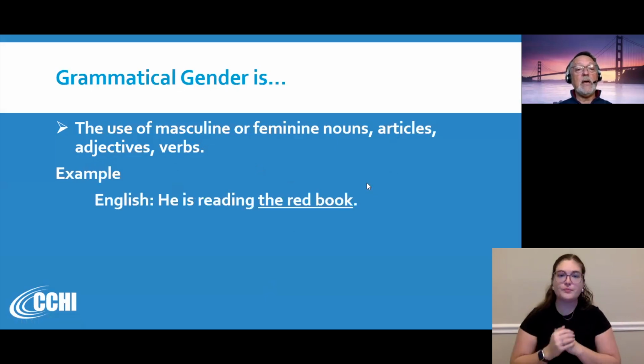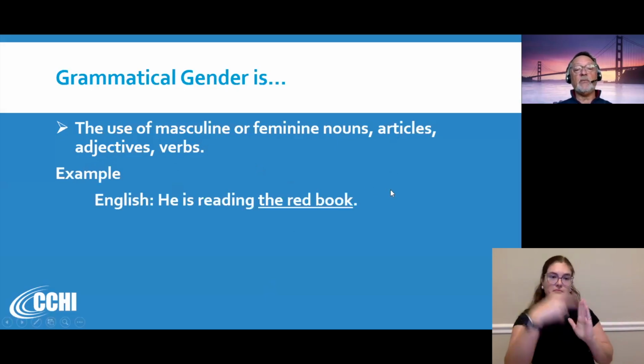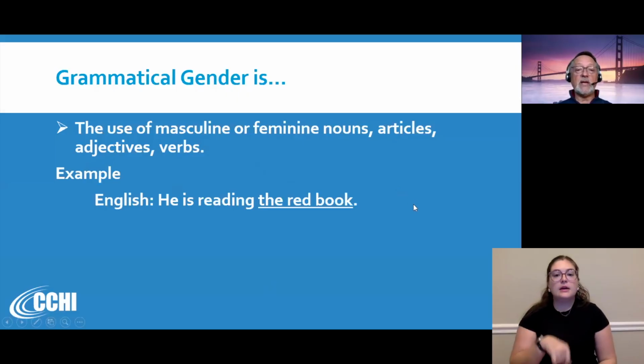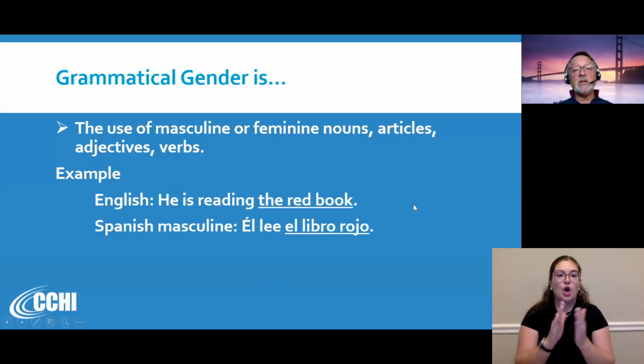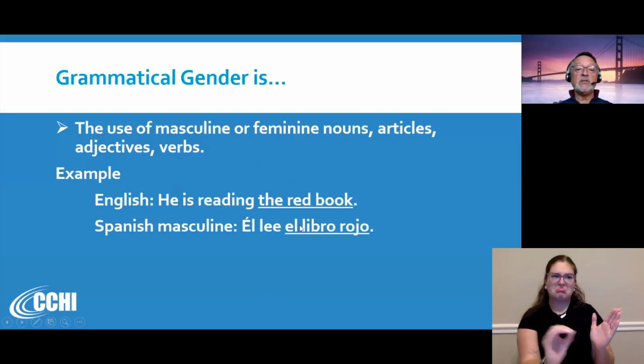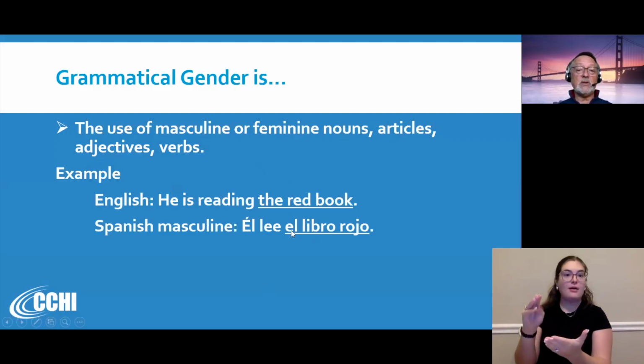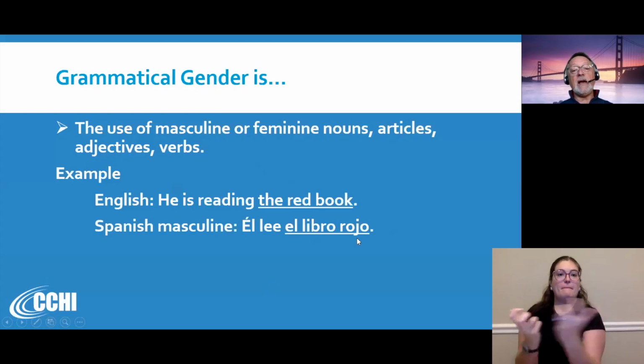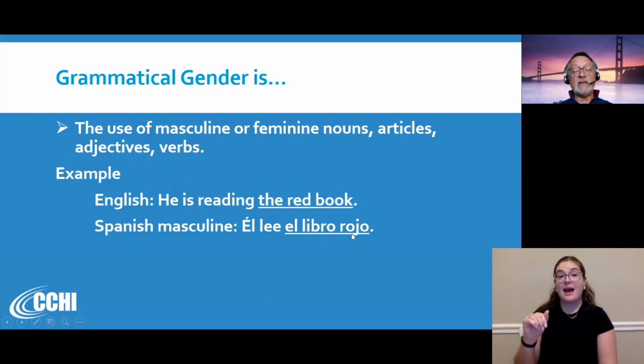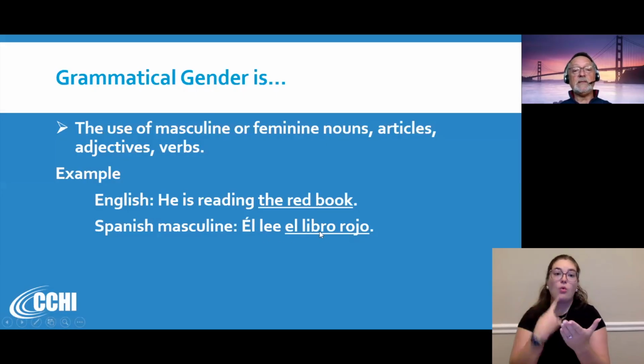So for example, in English, if you say he is reading the red book, it has no gender. But in Spanish, book is masculine. So the article that is associated with book must be masculine. And the adjective associated with book, in this case, red, must also be in the masculine form. So in Spanish, it would be él lee el libro rojo. He reads the red book.